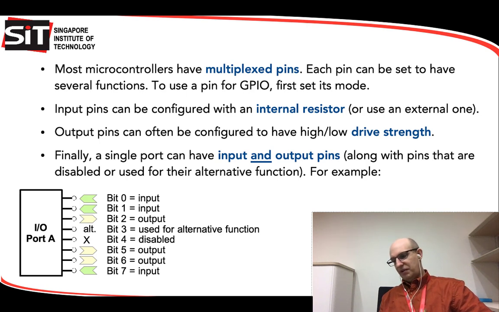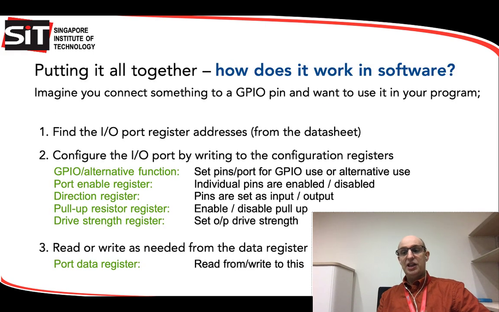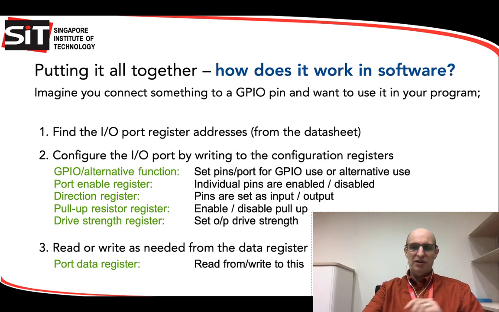I say most because occasionally you get GPIO ports that are slightly different, and that'll be written in the datasheet. It might say GPIO port D can only be used as an output with low drive strength. And these are limitations on the hardware. Or it might say GPIO port E has only got four pins. Again, these are limitations on the hardware, and the datasheet will be very clear about these. Basically, it means you need to use the datasheet.